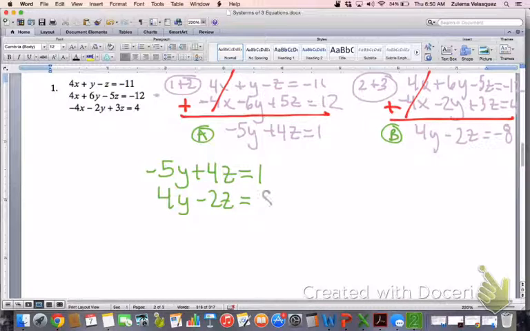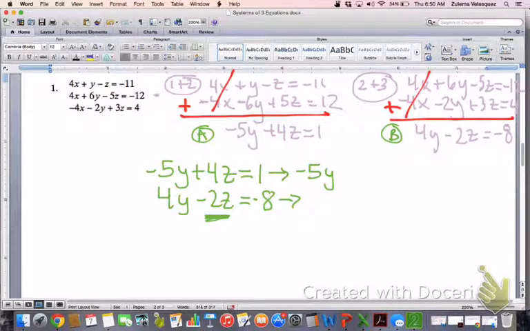All right, so here we have our equations. I see that it's easier for me to multiply the second equation by 2. So I'm going to multiply this one by 2. So the z becomes a 4, and they can eliminate. So I'm going to go ahead and rewrite this. -5y.